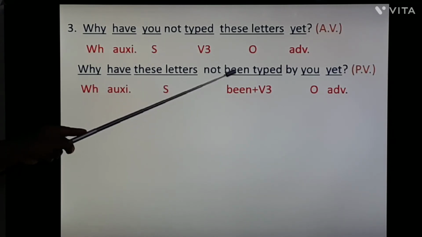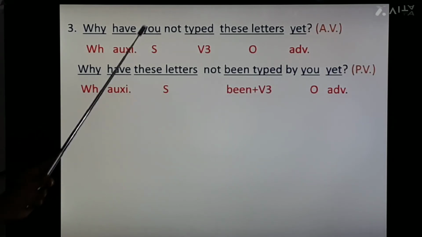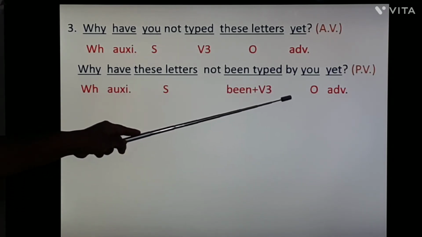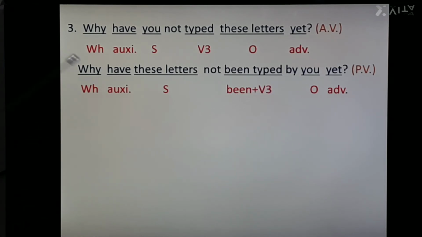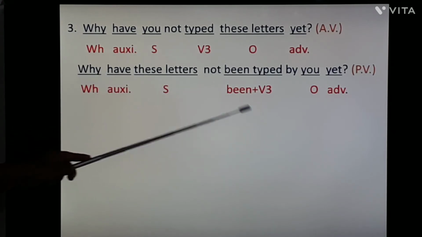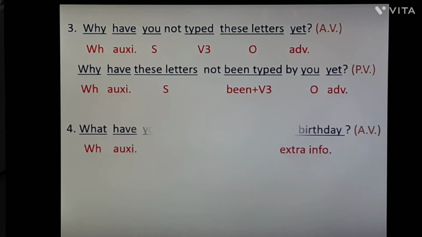If it is not given, don't put it. Not, then be, then V3 form, then by, and then you will be the same in passive also. You, yet, then put a question mark. So, why have these letters not been typed by you yet? So, this is passive voice.